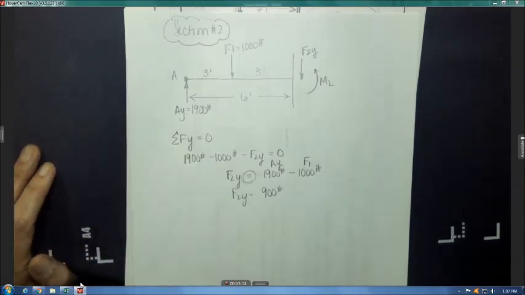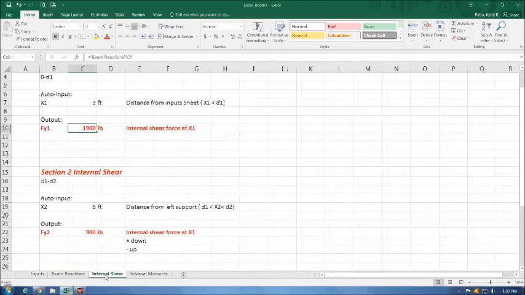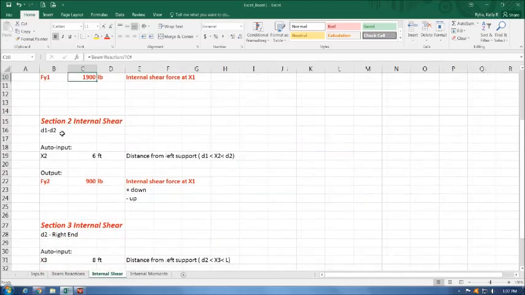As I look over at my spreadsheet, going back to the internal shear, section 2, this is going to be somewhere between whatever my D1 distance is and my D2 distance, the placement of each one of those forces. So I have to be in between there. So my X2 has to be in between whatever my D1 value was and my D2 value. My D1 value was a 3. My D2 was a 6. So I have it at 6 right now to get the maximum value.